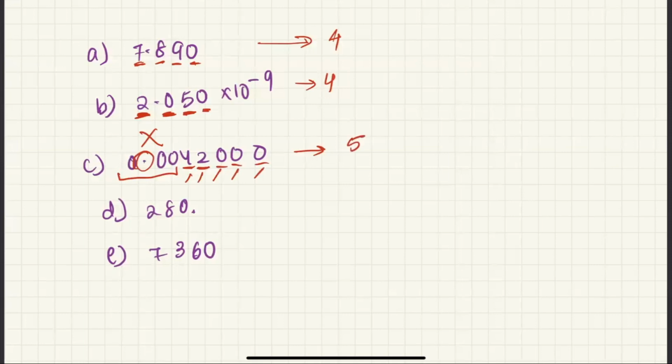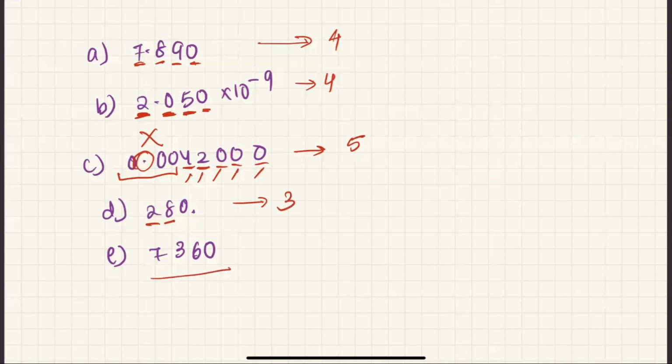What about this one? So we have 2 and 8 significant. What about this 0? 0 at the end of a number is significant if there is a point. So there is a point. That is not a full stop, that is a decimal point. Sometimes you will see it in this way. So this is also significant. So this is 3 significant figures.